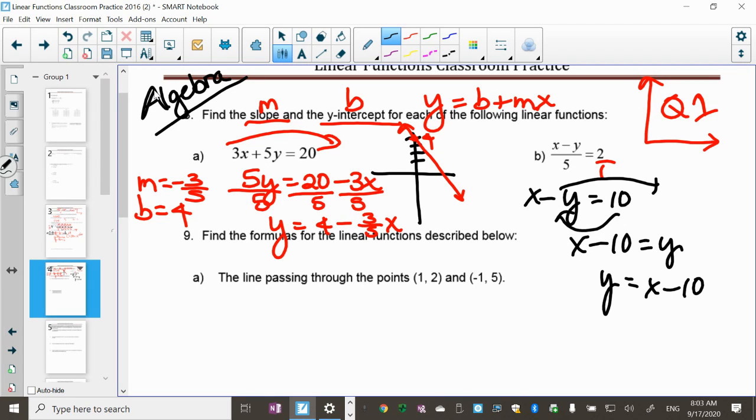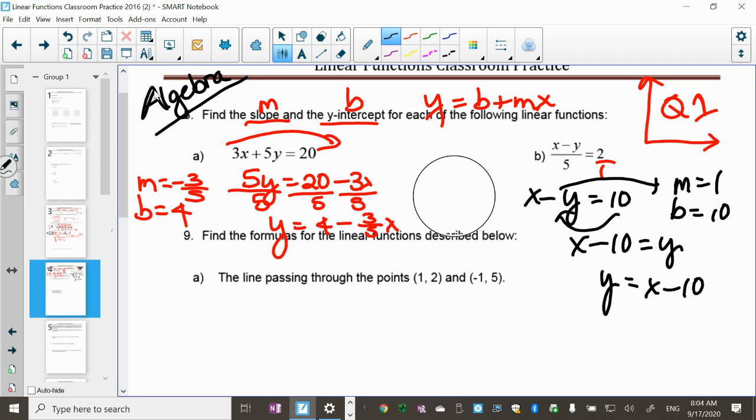I don't care how you do it, but you can move things over. I'm trying to get you more comfortable with that. So now, this is not in b plus mx form, but you guys do know, what is the slope on this one? 1, and the y-intercept? Negative 10.